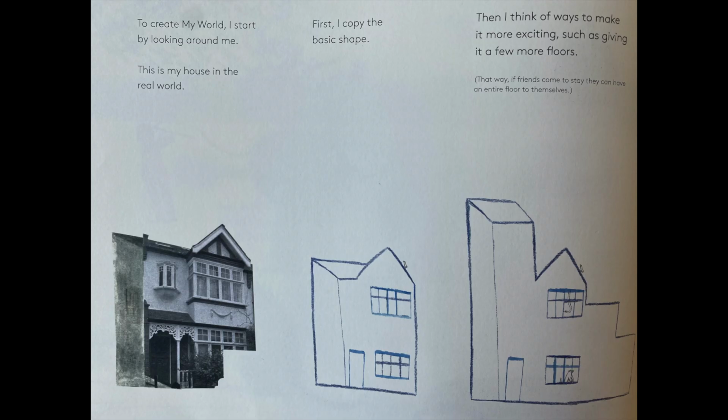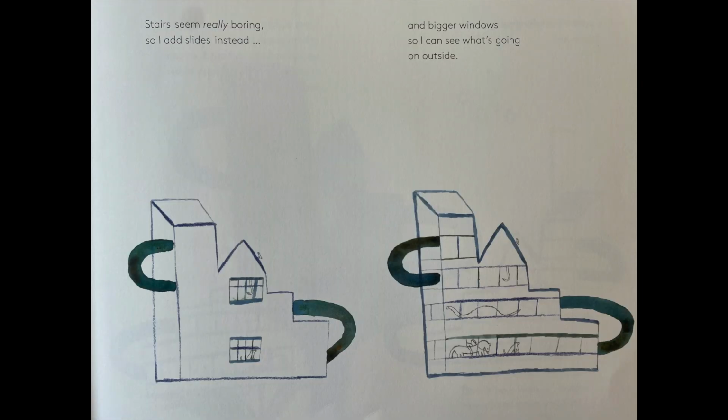To create my world, I start by looking around me. This is my house in the real world. First, I copy the basic shape. Then, I think of ways to make it more exciting, such as giving it a few more floors. That way, if friends come over to stay, they can have an entire floor to themselves. Stairs seem really boring, so I add slides instead, and bigger windows so I can see what's going on outside.